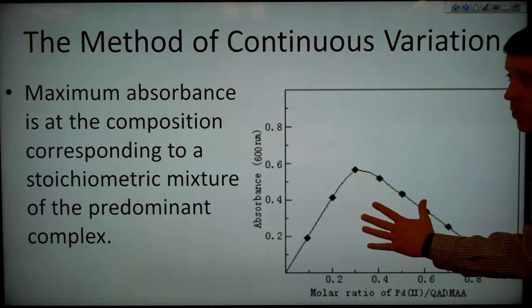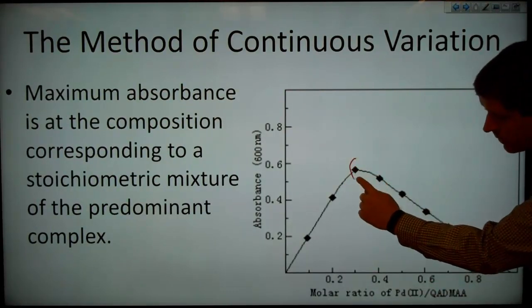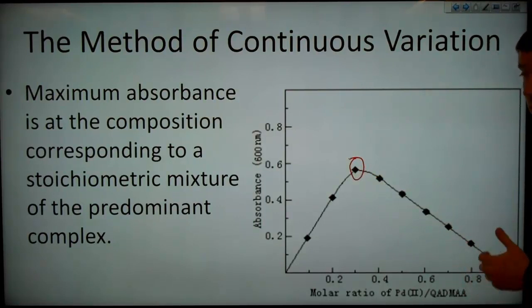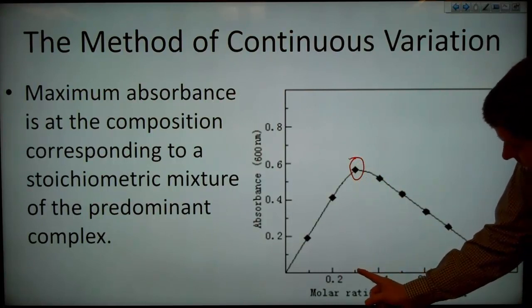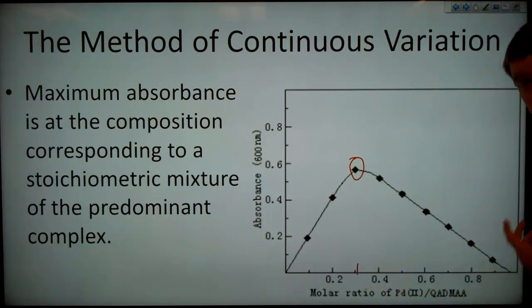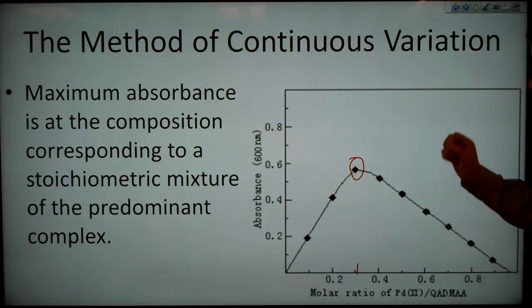So the maximum absorbance here at this point is at the composition corresponding to a stoichiometric mixture of our predominant complex. So in this case, our ratio there is around 0.33, so that's a mole fraction of 1/3.